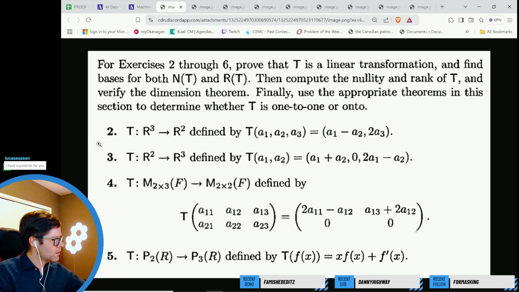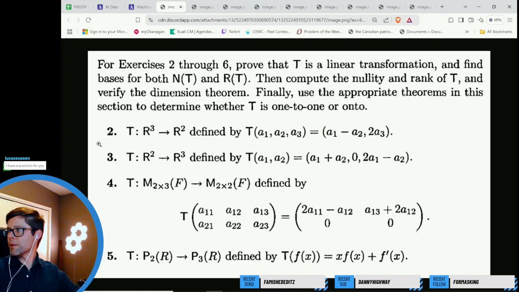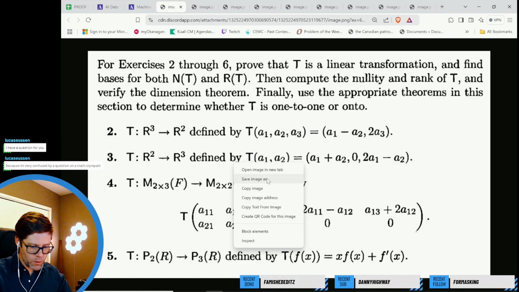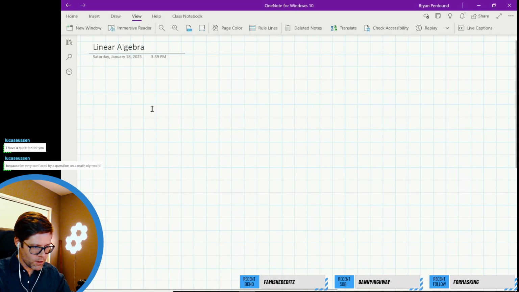Boop. You have a question for me. Shoot. Please tell me your question. I did field a question today that I was not able to answer. Very confused by a question on Math Olympiad. Okay. If you are able to post it into one of our shared servers somewhere and let me know where it is, we can take a peek.